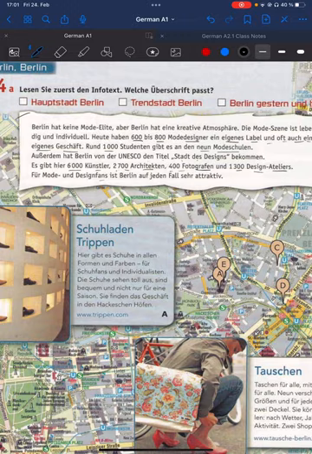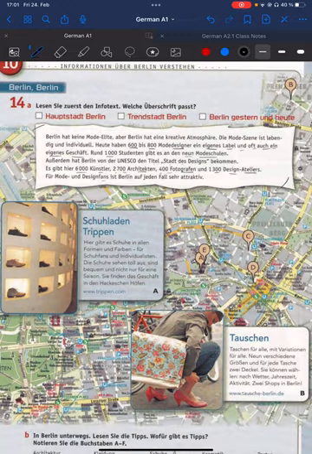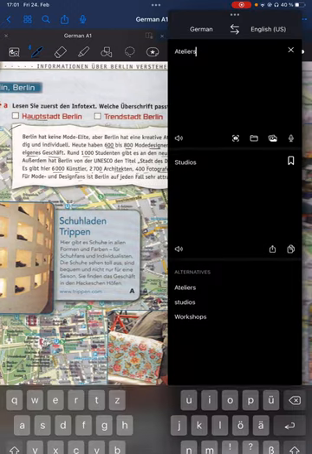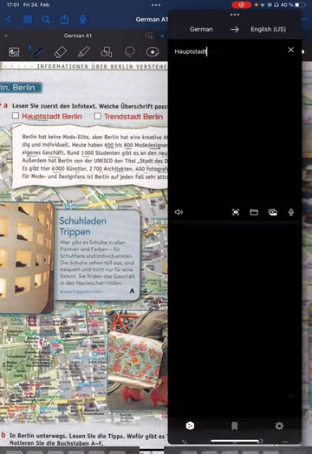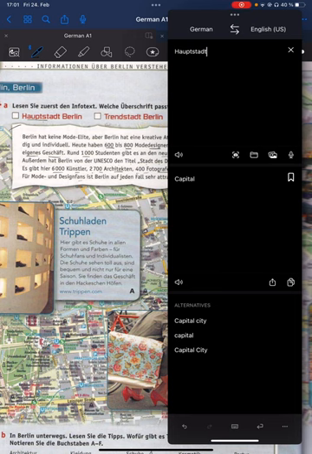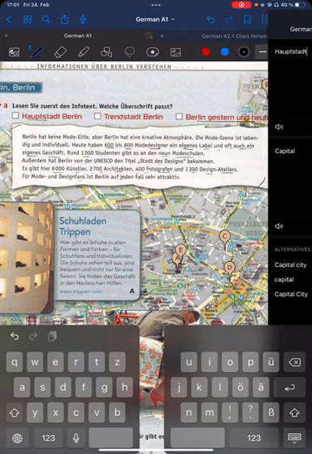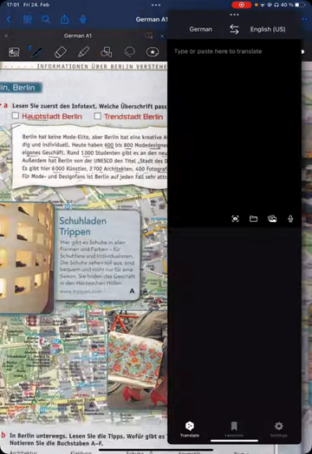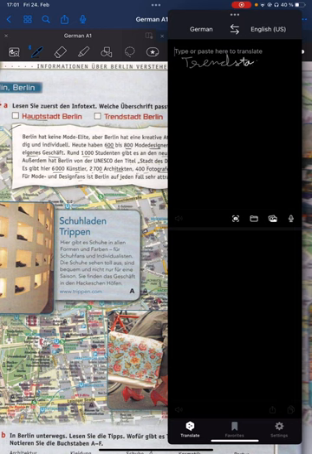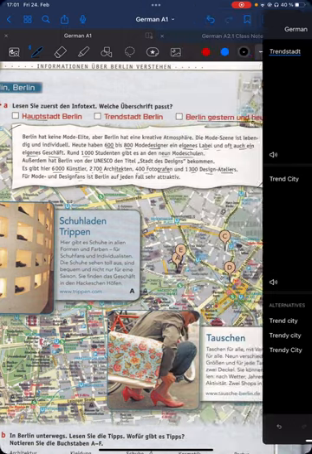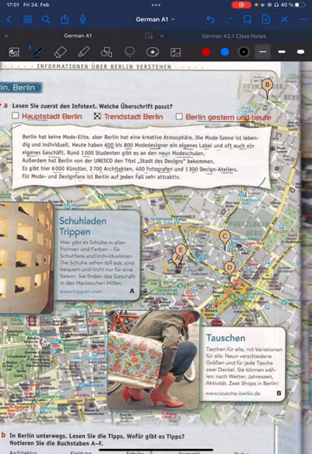Okay, then I understood they are talking about the design side of Berlin, but what is Hauptstadt, Trendstadt Berlin, Gestern und heute? This is not there. Hauptstadt is also not there. Haupt is capital city. No, they have not even mentioned one time that Berlin is the capital of Germany. They are not talking about that part. They're talking about the fashion scene. What is Trendstadt? I think this is the one. Yeah, trend city Berlin. So I would go with Trendstadt Berlin.